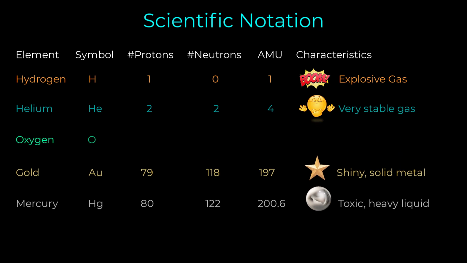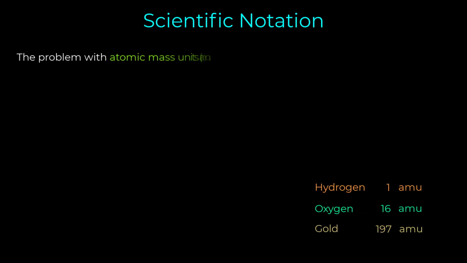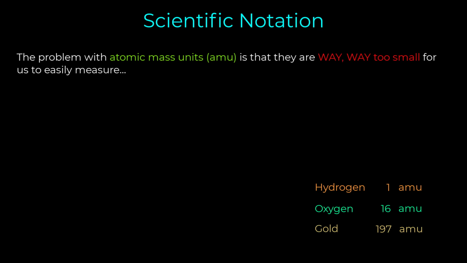Oxygen, symbol O, is the 3rd most abundant element in the world. All the oxygen nuclei are made up of 8 protons, and nearly all have 8 neutrons, for a total of 16 atomic mass units. Atomic mass units are useful in comparing the relative mass or weights of atoms, but the problem is that an atomic mass unit is way, way too small for us to easily measure. So, from a practical standpoint, we need another way of measuring these elements.